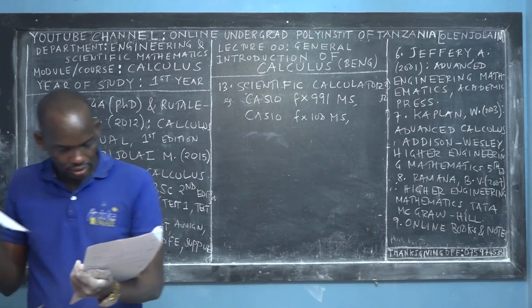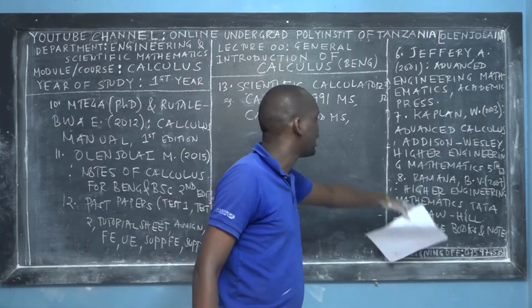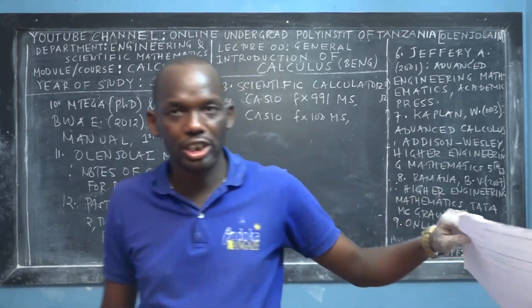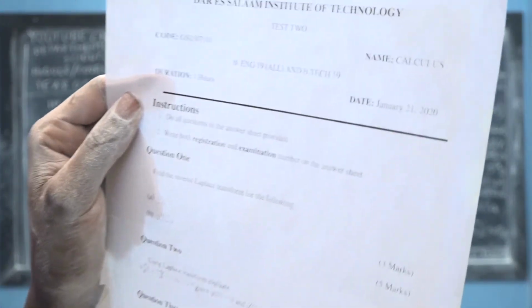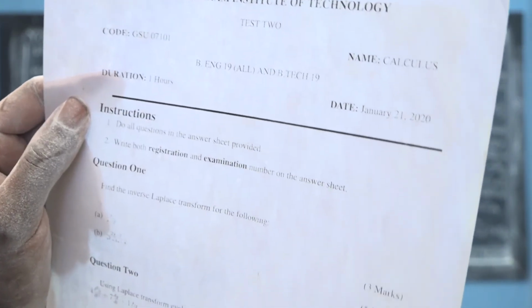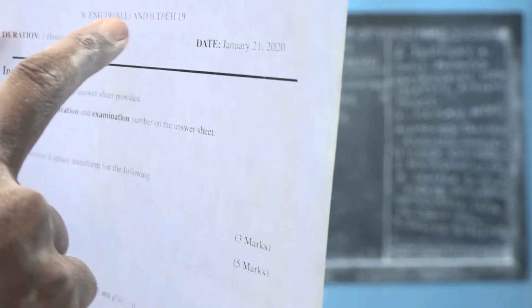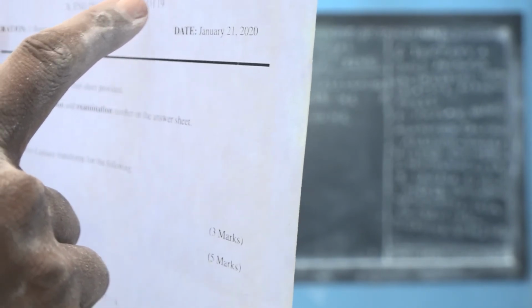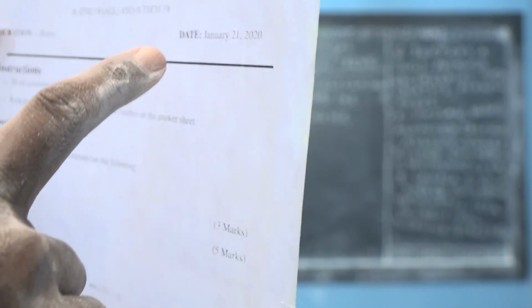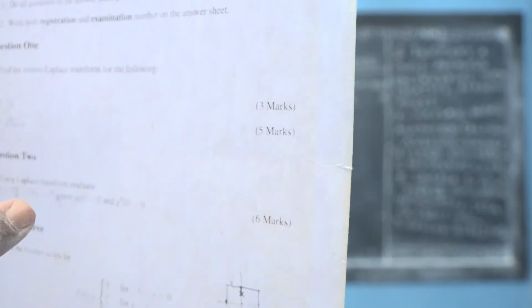Right? Let me start. We say that most of these reference books, you can have them as a soft copy, but you can print a hard copy in case you don't have a computer. This is a sample past paper of calculus of the Dar es Salaam Institute of Technology. This is test 2, model code BNG 19, B Tech. It means this is a science course, B Tech 19. The name of the module is calculus. This is 2020, so test 2 for 2020. Test 1 and test 2 are both tested in 1 hour.